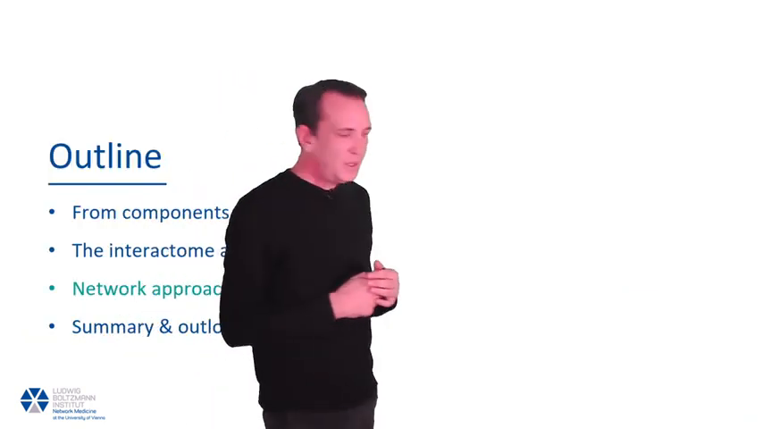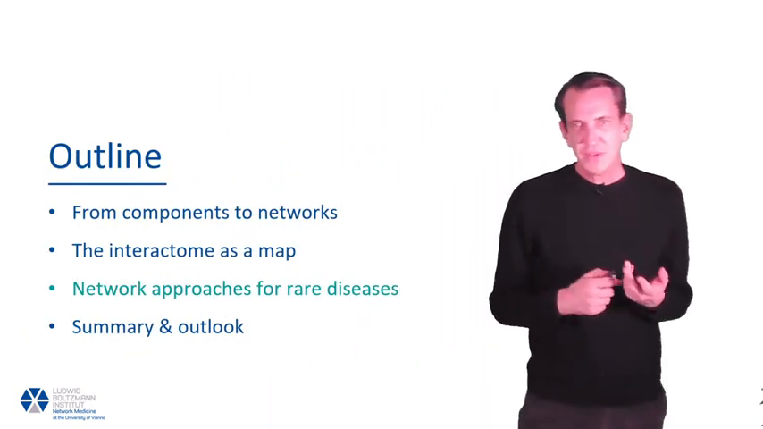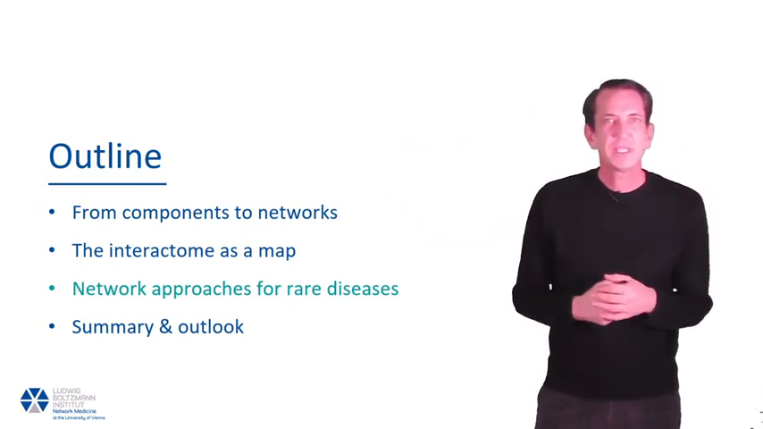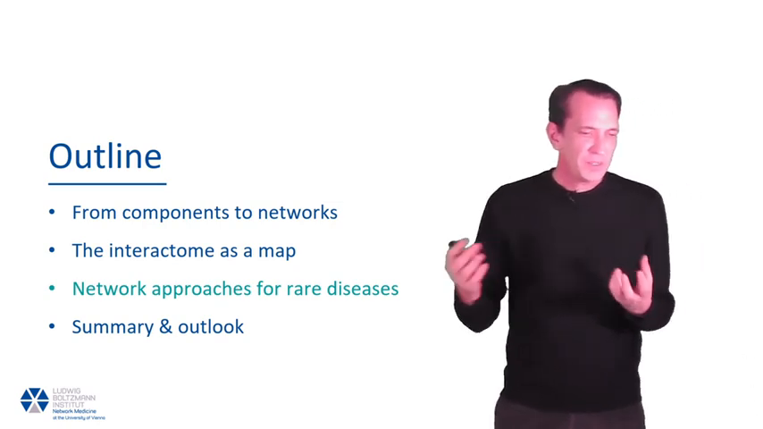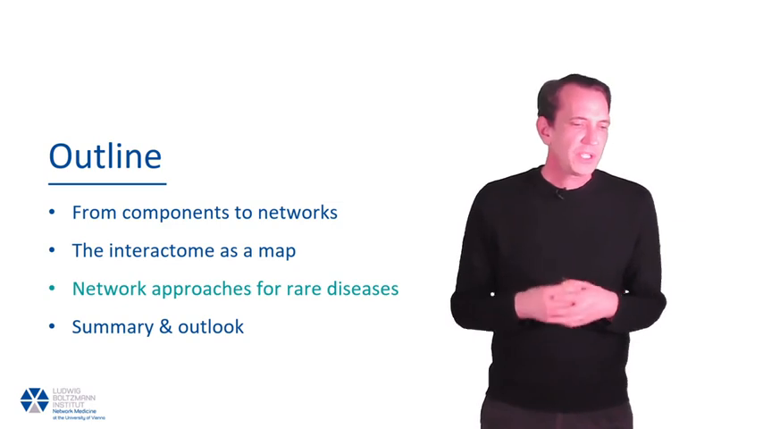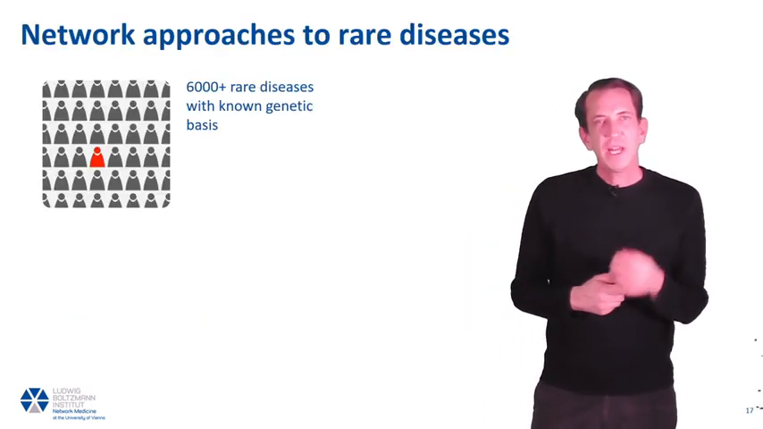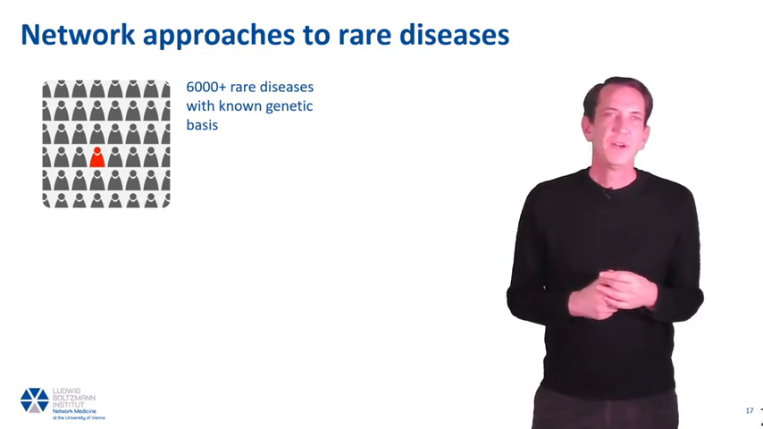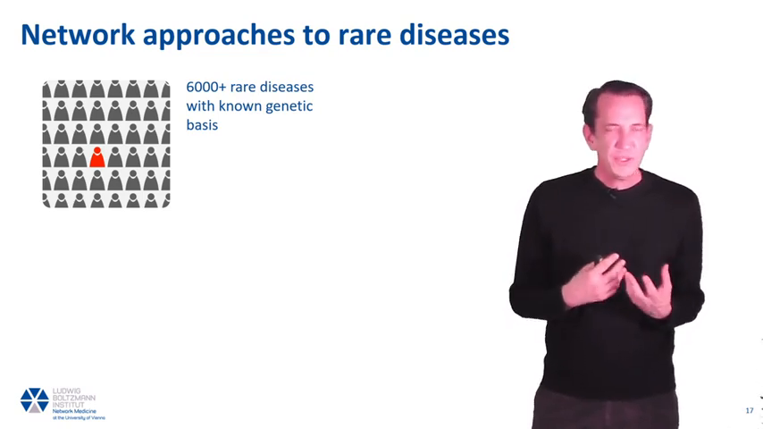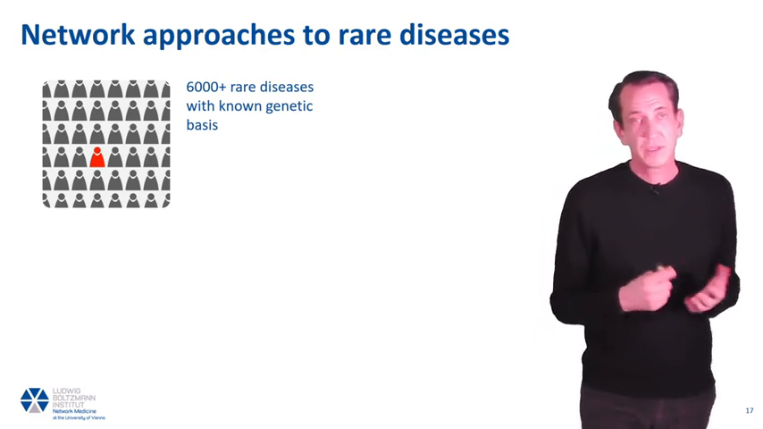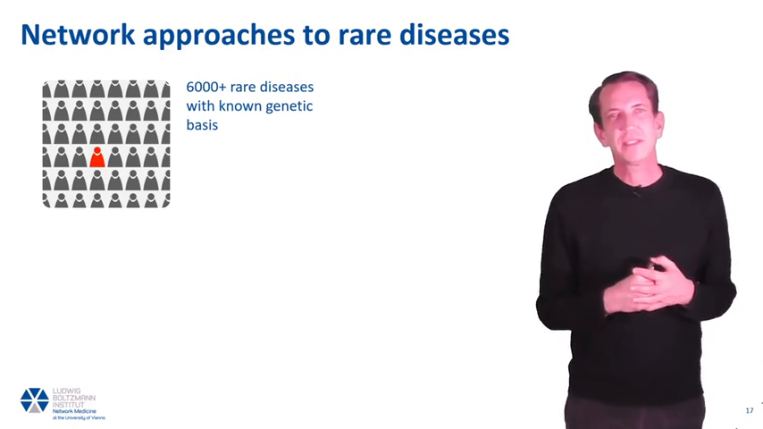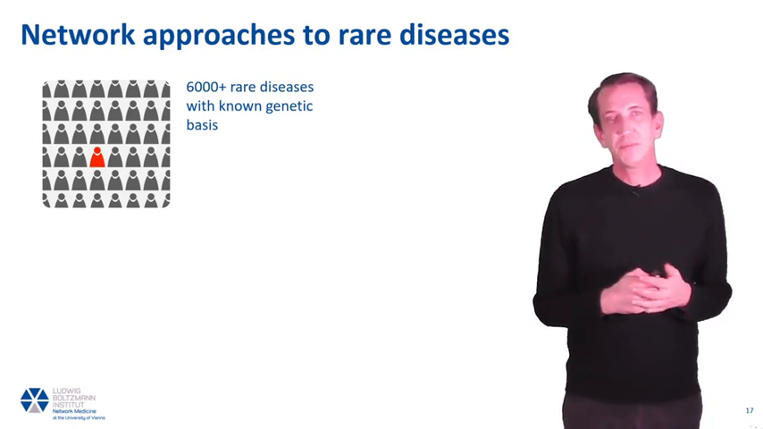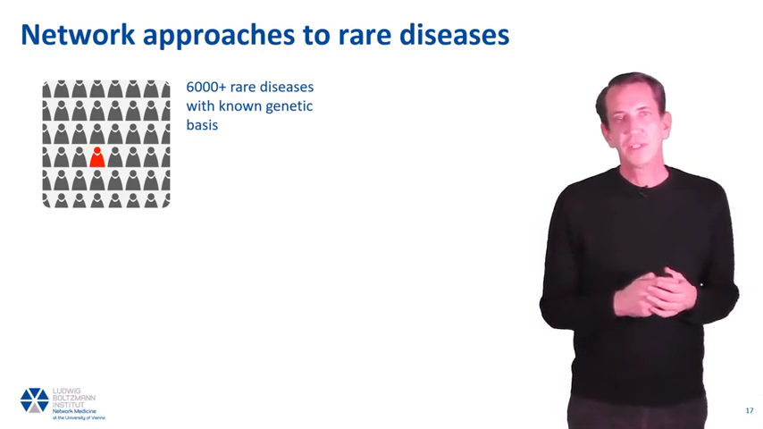All right, so what do we do with these, what I would argue are very fundamental insights into the nature of how connections between individual components actually shape function? I would like to walk you through some examples in the area of rare diseases. To just introduce, rare diseases are defined by, well, being rare. Up to now, there are over 6,000 rare diseases described with a known genetic basis. And very typically, these are caused by a single genetic mutation.